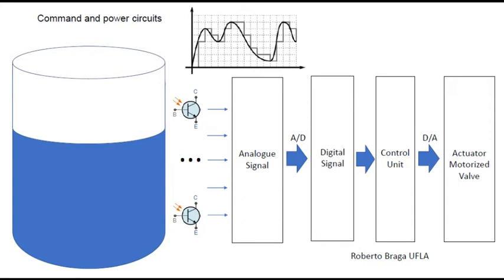We can also associate many level sensors to create an option to monitor the level of a tank in many stages, but that will need the usage of an interface to a digital control unit and to the actuator using analog-digital and digital-analog conversions.